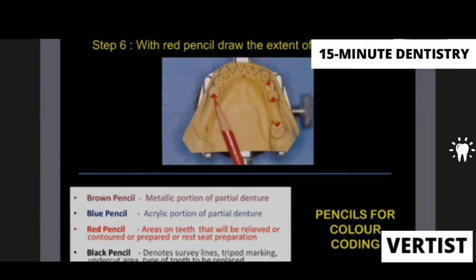So now, as you can see here, all these rests are drawn in red, and that is particularly what your rest seat, it can be an auxiliary rest or it can be a part of your direct retainer, but they have to be marked and outlined in red. So that's what you do when you survey and you design your direct retainer and your rests.